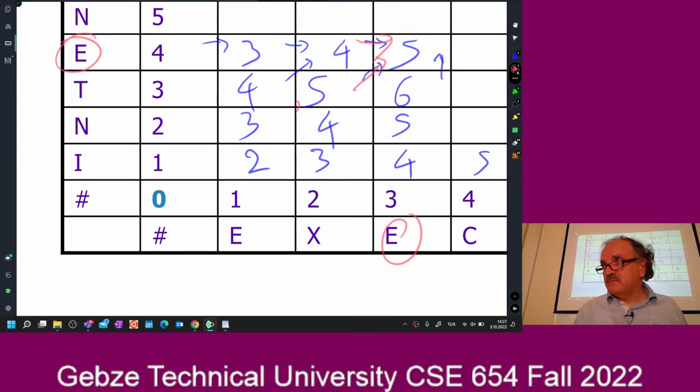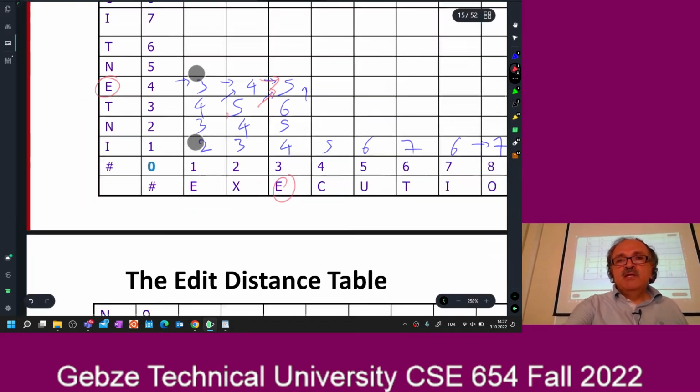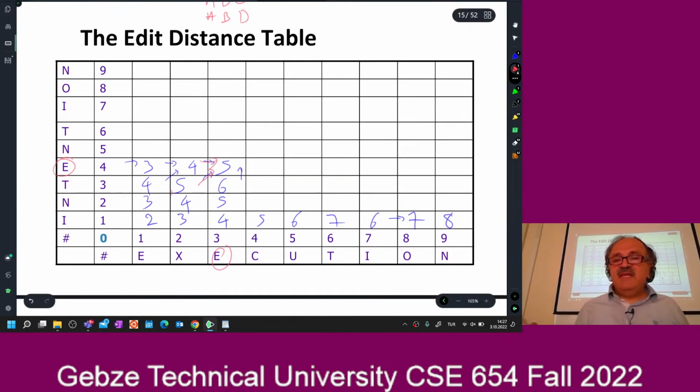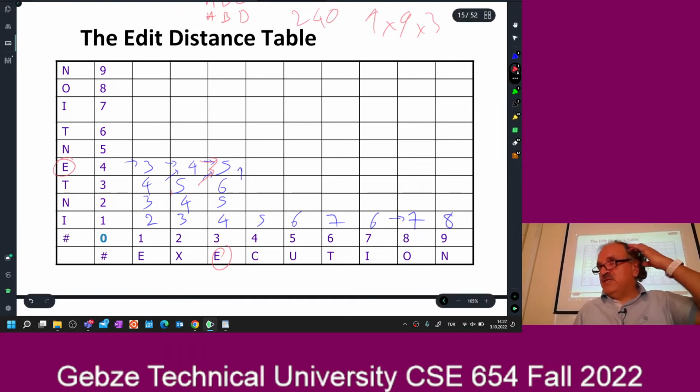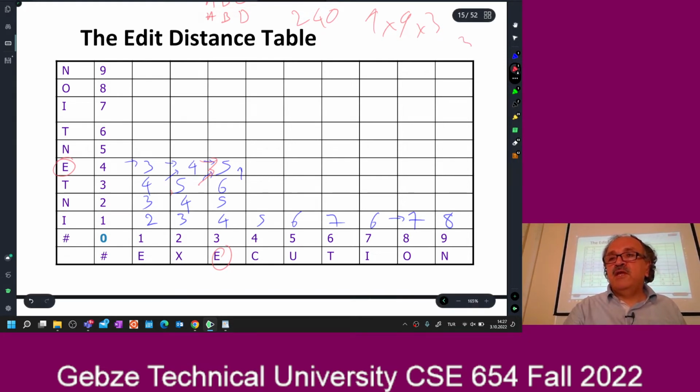We are just selecting the minimum. Sure, yeah. We have 3 alternatives. We choose the minimum, and we do it all the time. So at every box, we have these 3 options. And we have a total of 9 times 9 boxes. That means 9 times 9 times 3. That's the total cost. This is 81 times 3, so a total of 240 decisions that we are making, instead of 3 to the power 18, which is a very large number.